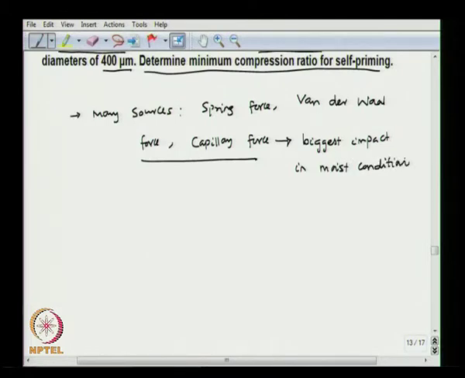Okay. So, these are the sources which can close the valves. Since we are saying that in moist condition capillary force is going to be the strongest force, we can find the surface energy of a wetted inlet orifice. So, what is going to happen is this.